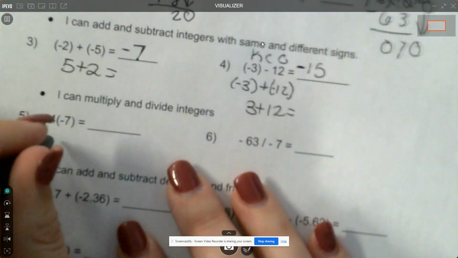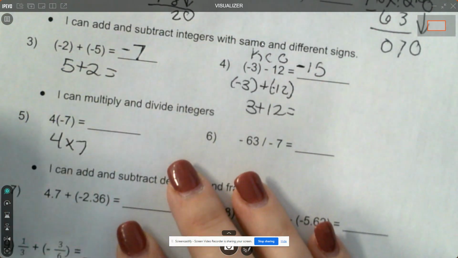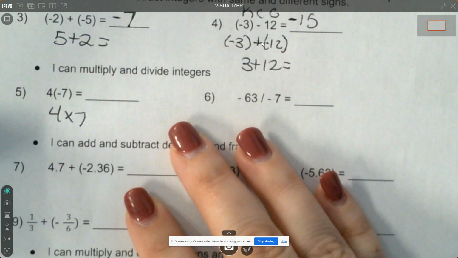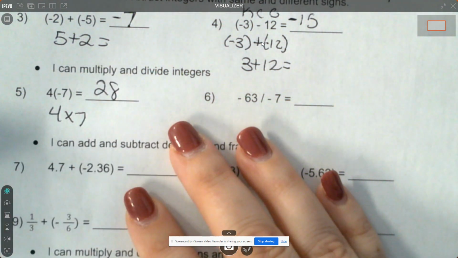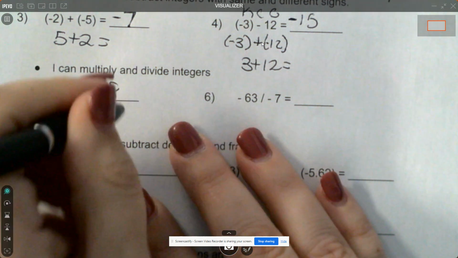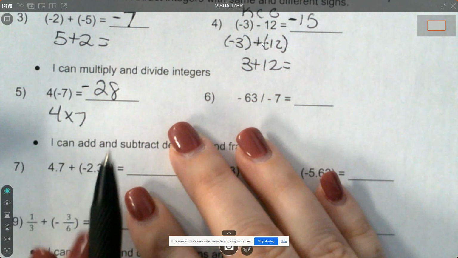So what is 4 times 7? Remember, you can look up there at the 4 and count 7 times if you need to. So what would 4 times 7 be, Junior? 28. Is my answer going to be positive or negative, Contessa? It's going to be negative because they're different signs.